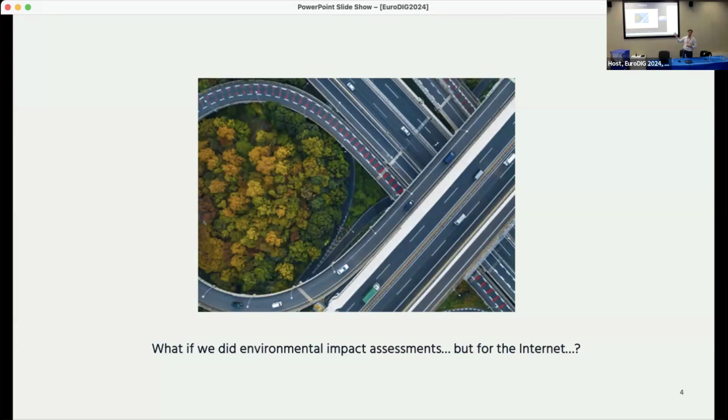So we took some inspiration from this and said, basically, what if we could do this, but for the Internet? What if we could do the analogous thing, but for the Internet? What they are doing in the environmental space, and that has proven to be very successful in environmental policy, what if we could do that for the Internet? So that was the background to the work when we started this.